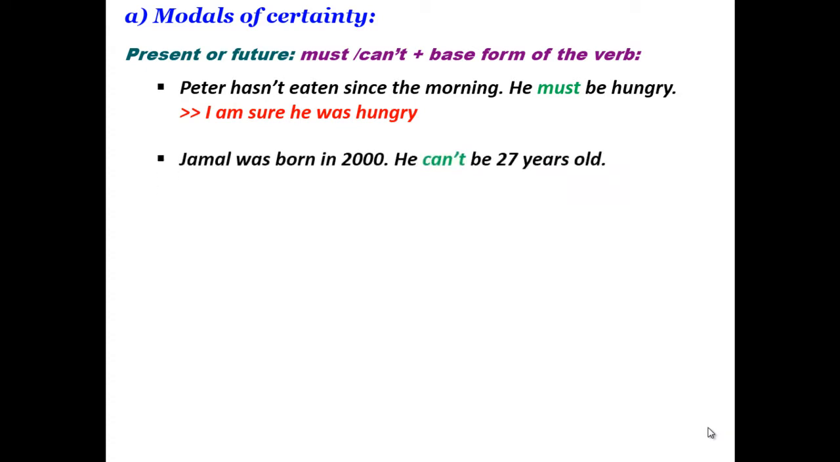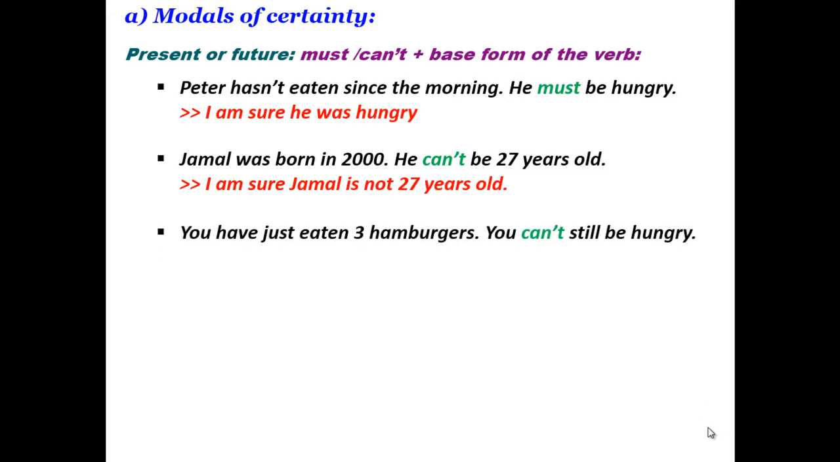Example 2. Jamal was born in 2000. He can't be 27 years old. The modal verb can't expresses that I'm sure Jamal is not 27 years old. In example number 3, you have just eaten 3 hamburgers. You can't still be hungry. The modal verb can't shows that I'm sure you are not hungry.